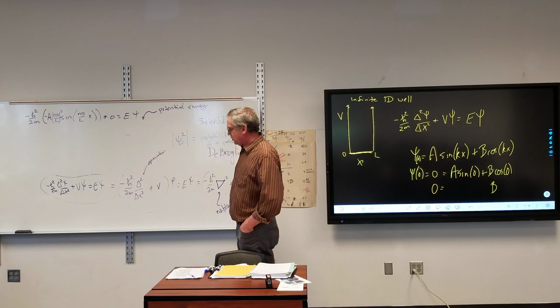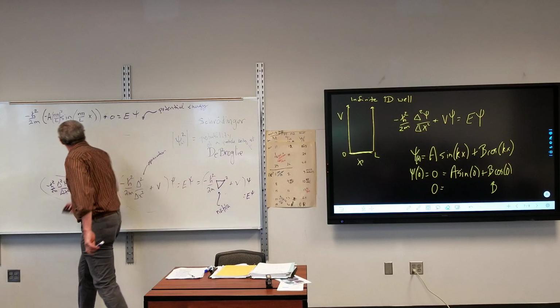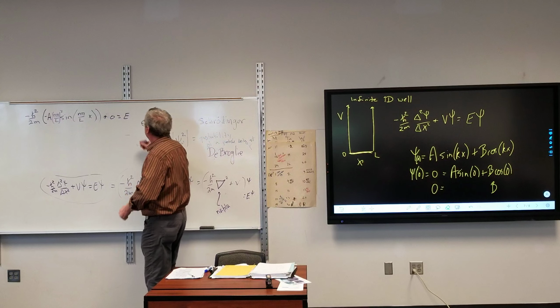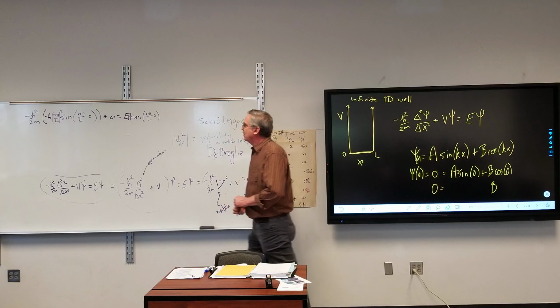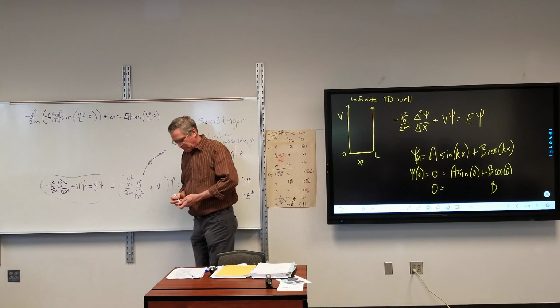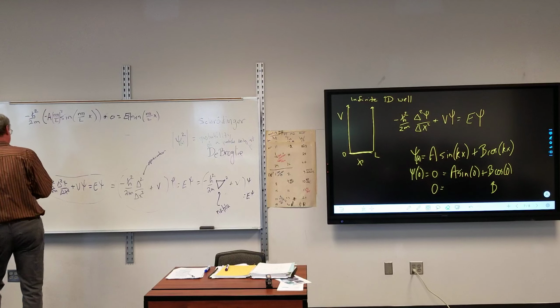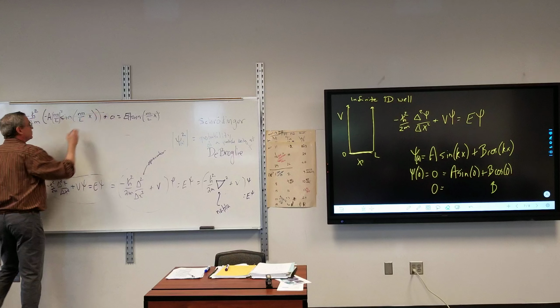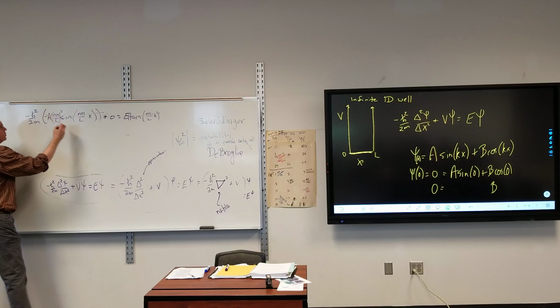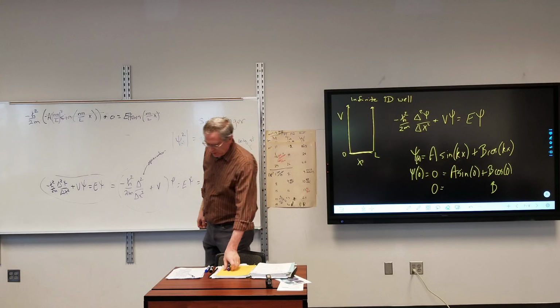So that equals E psi, we can actually do better than that. Times A sine of n pi over L x. Well, let's get rid of some stuff. Sine goes away, A goes away. And so now I have a formula for the energy of this particle.